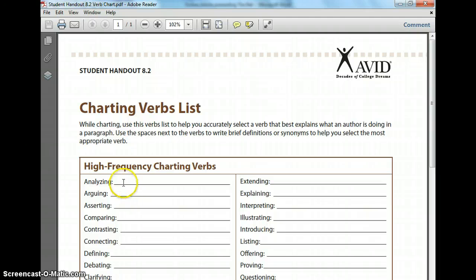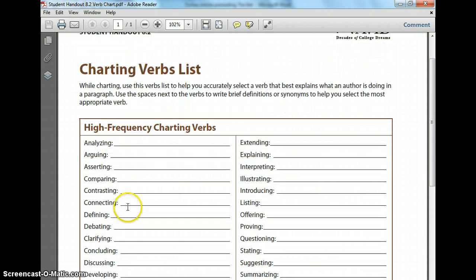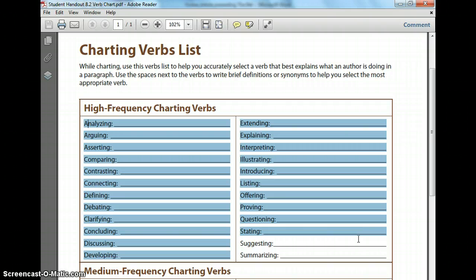Now in class we went through and wrote synonyms by every single one of the words in this top portion. Those are the words that we wrote synonyms for. So if you're analyzing, you might actually be critiquing. You might actually be looking deeply at something. If you're arguing, you might be debating or disagreeing. If you're asserting, you might be supporting an opinion. So going through these and trying to figure out what is the author actually doing. Fill in as many as you can and then ask me for help with finding synonyms for the ones that you're unable to figure out on your own at home.